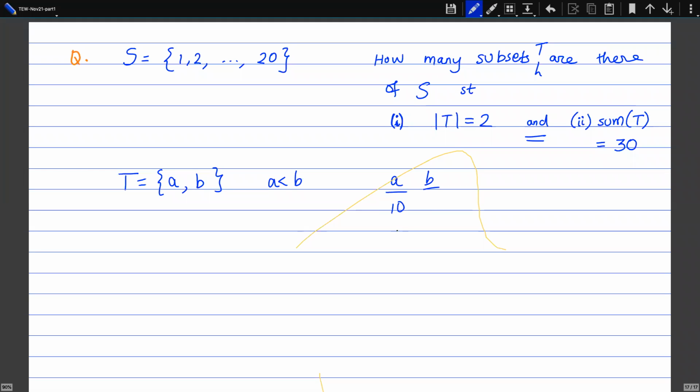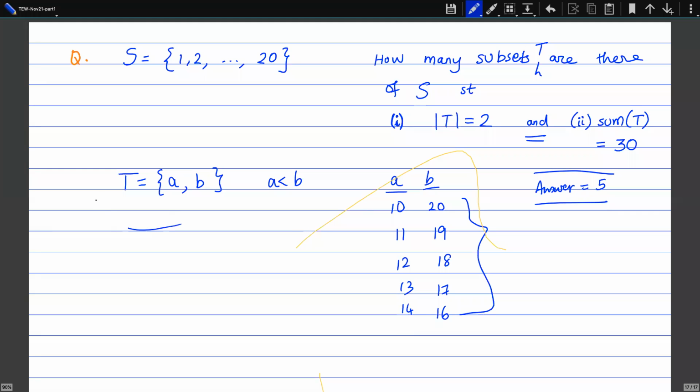If A is 10, then B is 20. If A is 11, then 19; 12, 13, 14, 15. So it's 18, 17, 16, 15. And of course, I can't choose 15, 15 because I need to choose two distinct elements in my subset, right? So that's about it. I can't have any other choices. So there are exactly five possibilities. These are the five possible choices of subsets. So the answer in this case is five subsets.